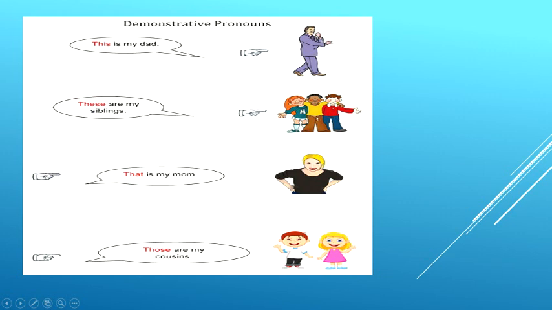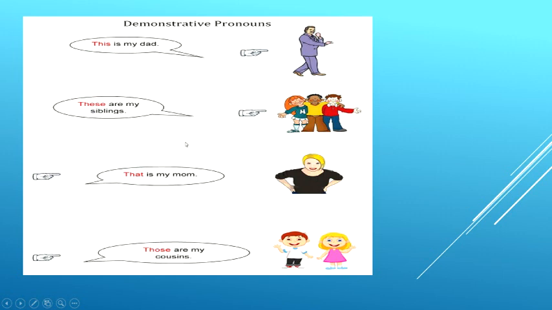In the next figure, three children are seen together near the hand. That means they are near the speaker. So the plural form of the demonstrative pronoun this becomes these. These are my siblings. Okay?